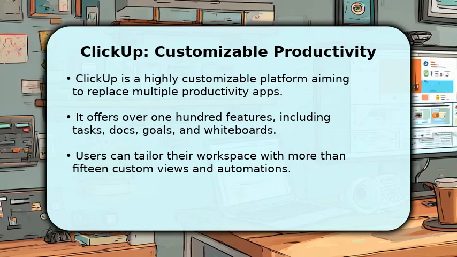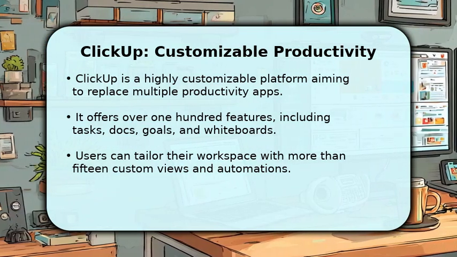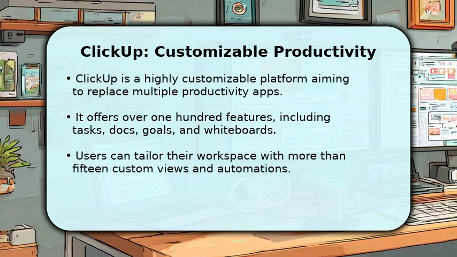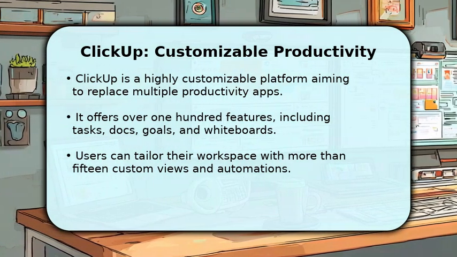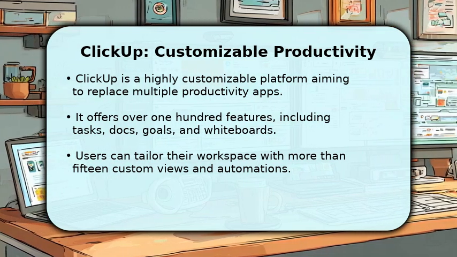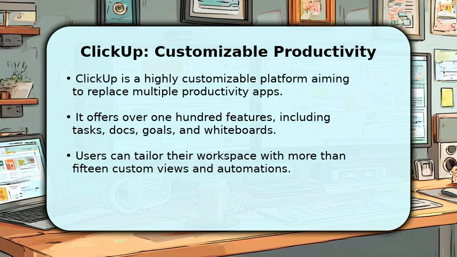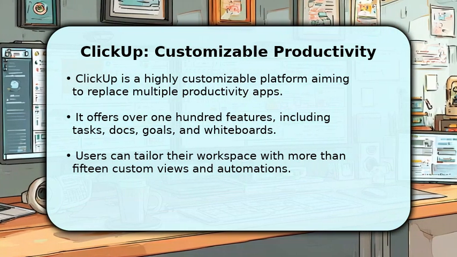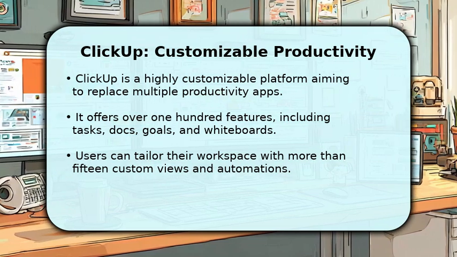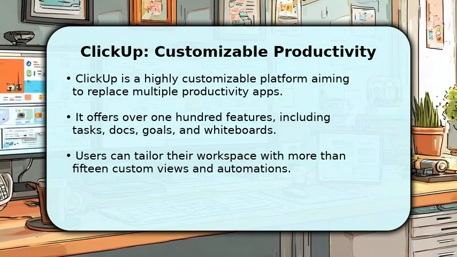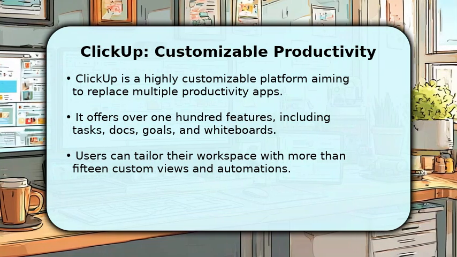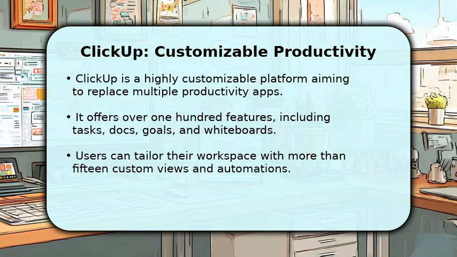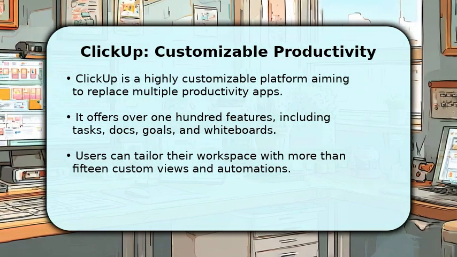objectives. ClickUp positions itself as the ultimate productivity platform, designed to consolidate all your work into one place. It boasts an impressive array of features, from task management and document creation to goal tracking and whiteboards, aiming to replace several tools. Its strength lies in its extreme customizability, allowing teams to tailor their workspace with numerous views and automations. ClickUp is an excellent choice for those who desire a comprehensive, flexible solution that can adapt to virtually any workflow or team size.